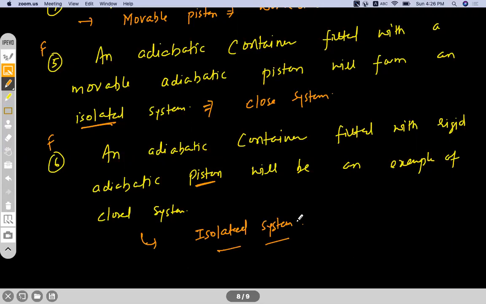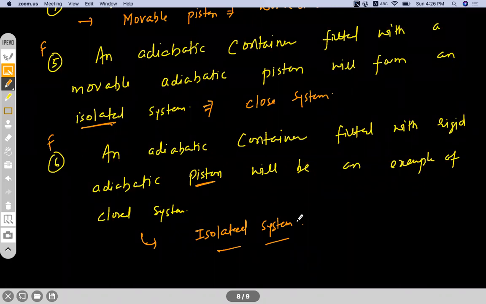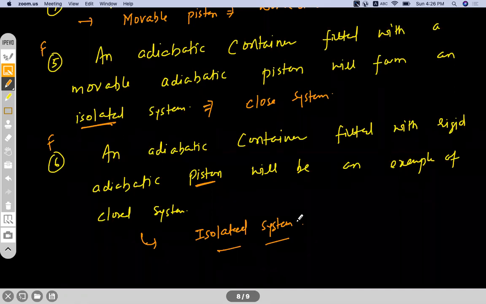Yes, the last one you're talking about. No, Madhav, that's not correct. An isolated system is completely isolated. The definition is different, Pranav, in both. In an isolated system, there is no exchange of matter and energy. In a closed system, exchange of matter is not possible, but exchange of energy is possible. So we'll go by definition, not by whether it is closed and therefore should be a closed system.